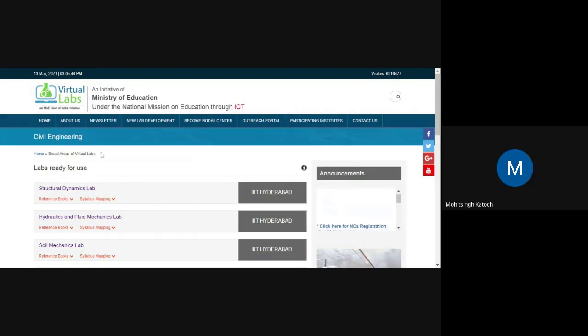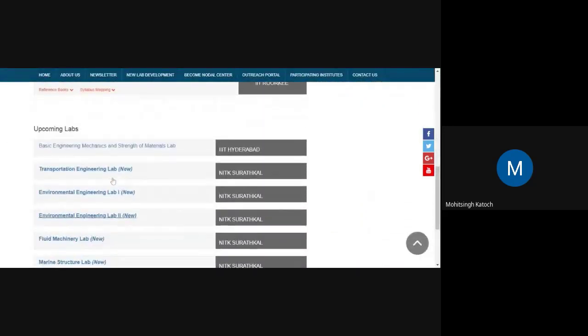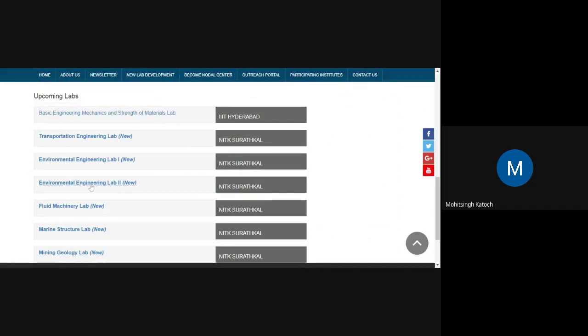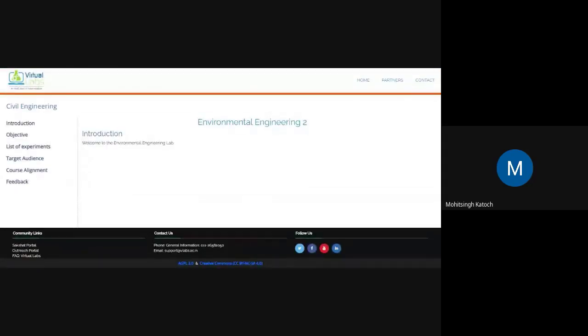So today we are going to utilize Environmental Engineering Lab 2, which has been initiated by NIT Karnataka of Suratkal. So we will click on this. This will take us to a new tab of Environmental Engineering 2. Here, list of experiments is provided. So as you can see here, 7 experiments are given under the head of Environmental Engineering 2.